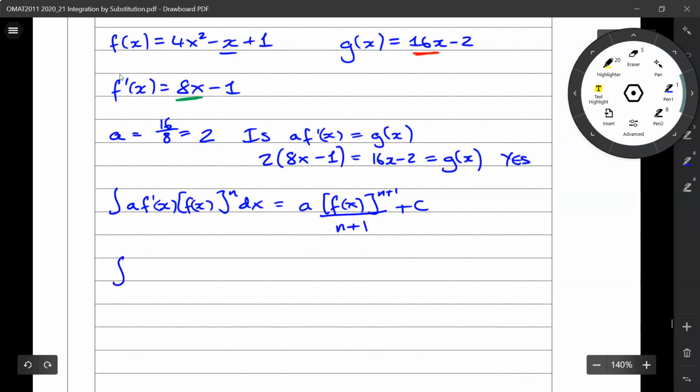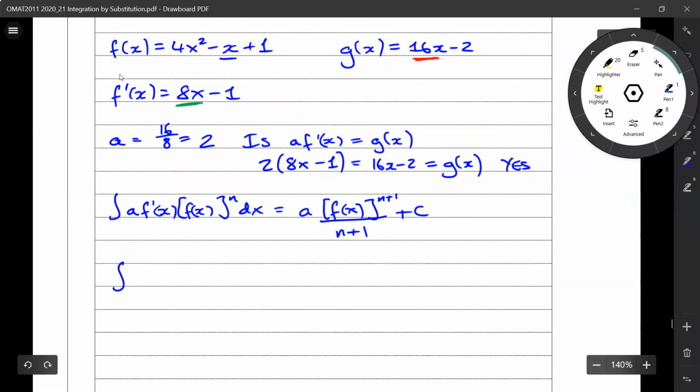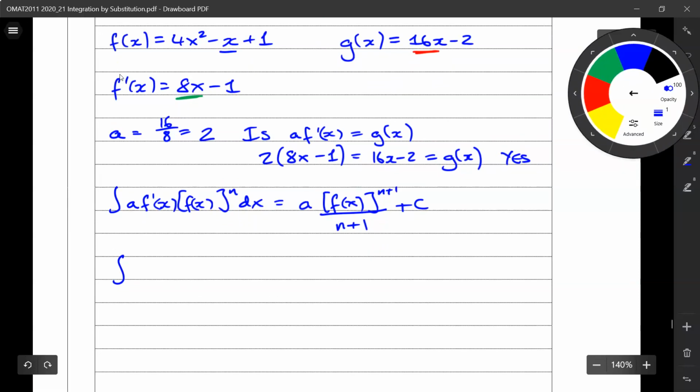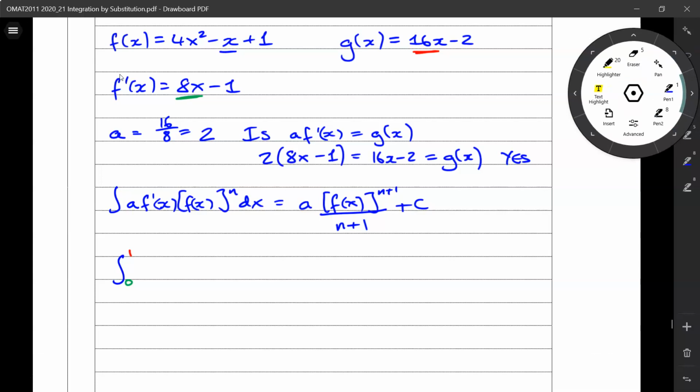So we're going from, is it 1 to 0? Just check my limits here. We're going from plus 1 to 0. And it is a, which is 2 times 8x minus 1. And then our function is 4x squared minus x plus 1. And that is to the power of a half dx. So that's our original function.